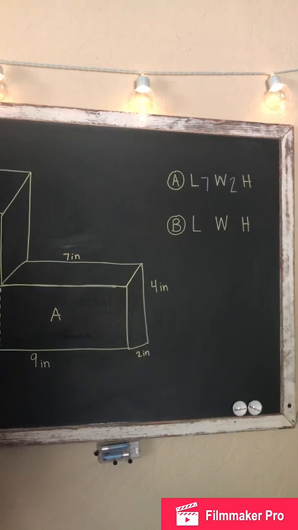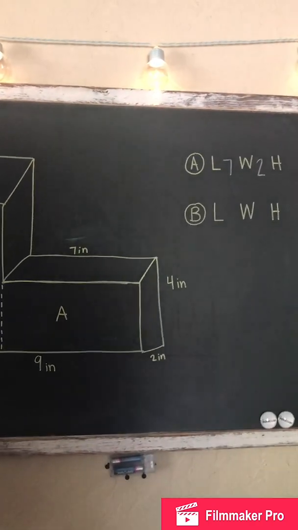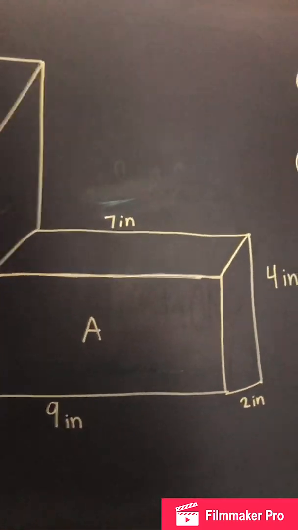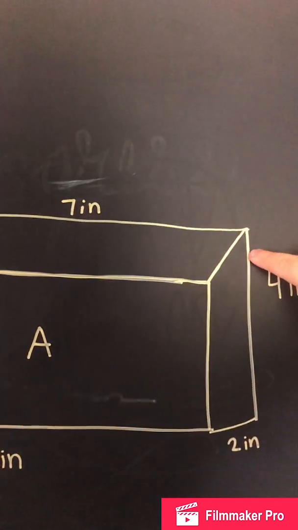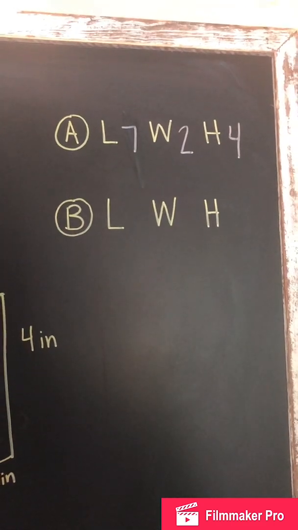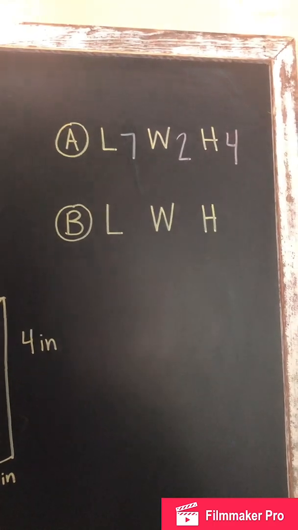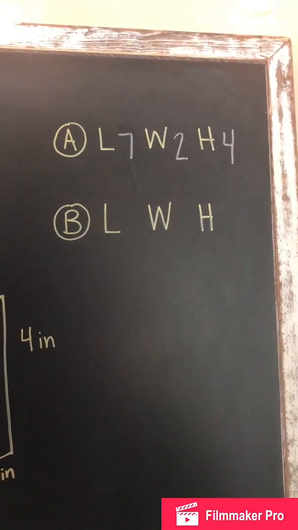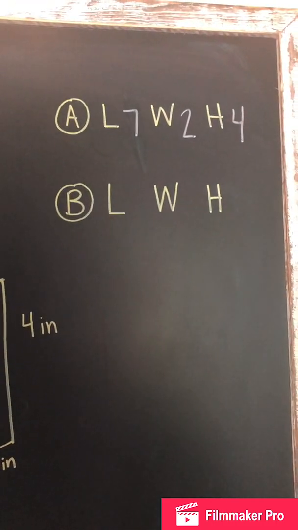Now let's see if we can find our height for rectangular prism A. Our height is 4 inches. Right here at rectangular prism A, we can see that it is 4 inches tall. Now we have all our dimensions for rectangular prism A. The length is 7 inches, the width is 2 inches, and the height is 4 inches. Now it's time to start finding out our dimensions for rectangular prism B.